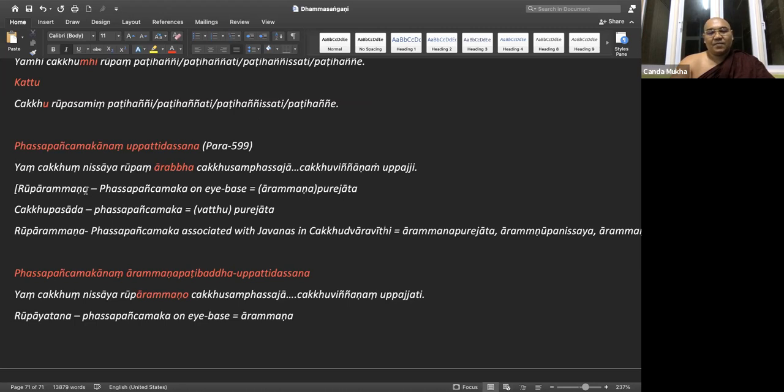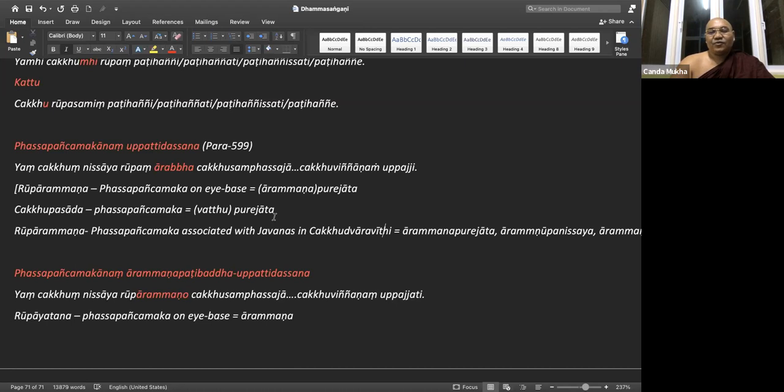Because, apart from the Javana, according to this explanation, in the case of the Javana there is the possibility of Aramanadhipati and Aramanopanisaya. Yes, because here the first line is the Phassa Panchamaka on eye base, which means we only refer to the Phassa Panchamaka of the Chakku Vijnana only, right? Yes, okay, thank you, Sayadaw.